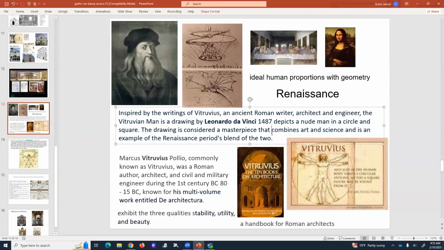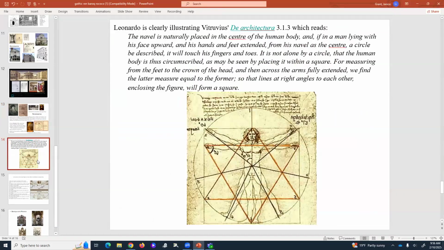Well, this is during the Renaissance time period. So the book was starting to talk about this proportion, stability, utility, and beauty. And Leonardo was inspired by it. And so this is something I want to read from there.